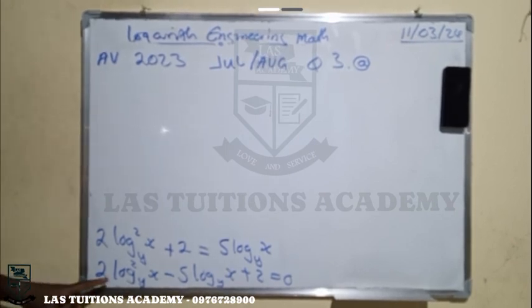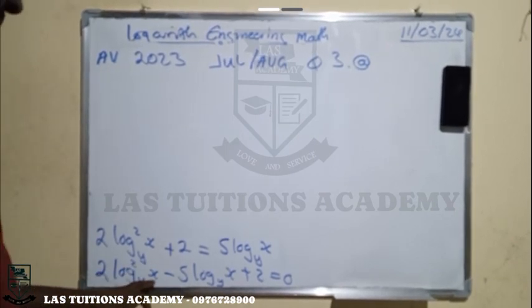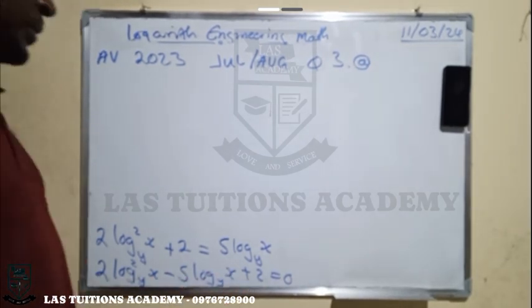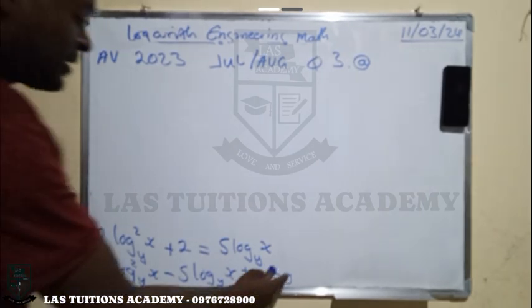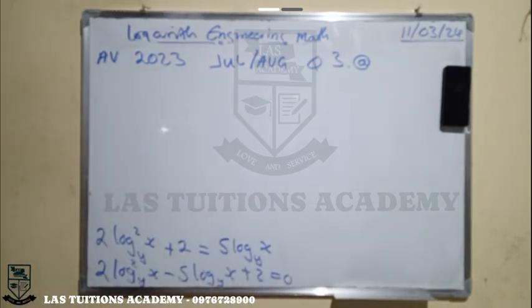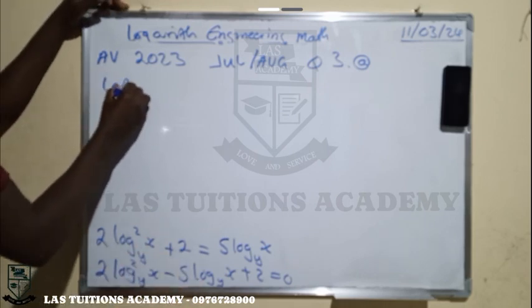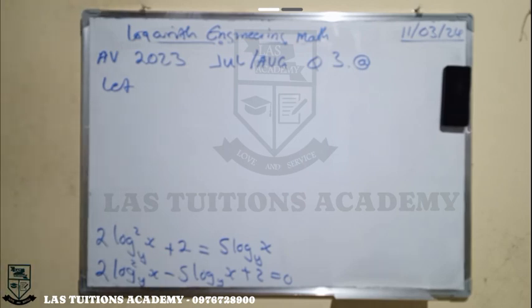So we have 2 log squared x base y minus 5 log x base y plus 2 is equal to 0. So now from here, we can let this become something else. What are we going to let that become? The log, whatever, we can let it become what variable? Chibala, pick a variable.